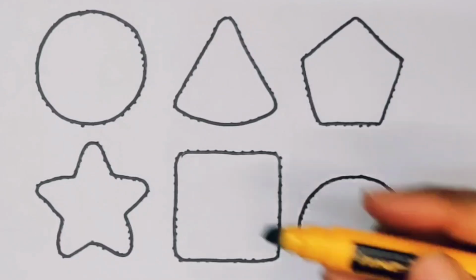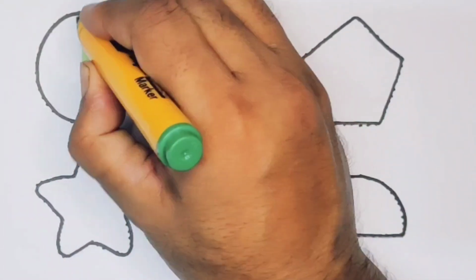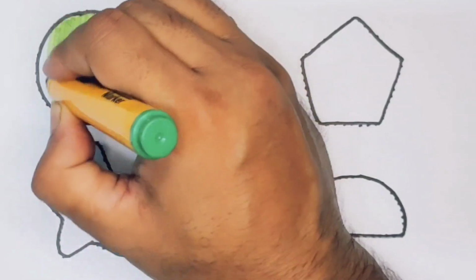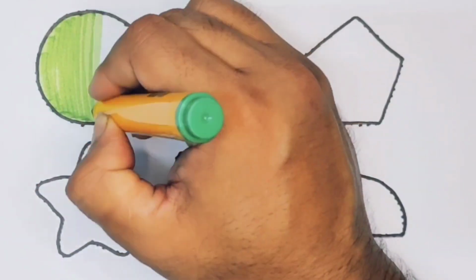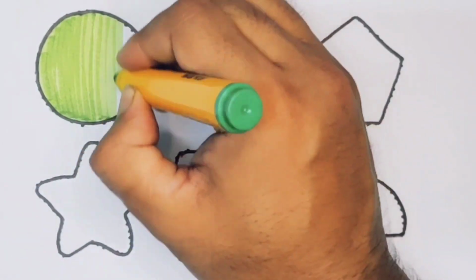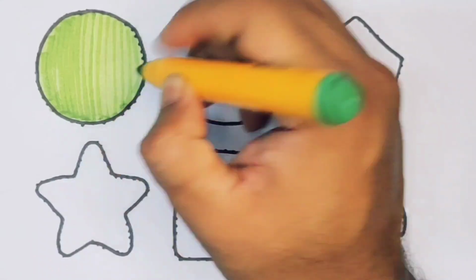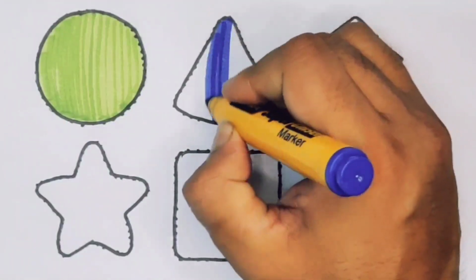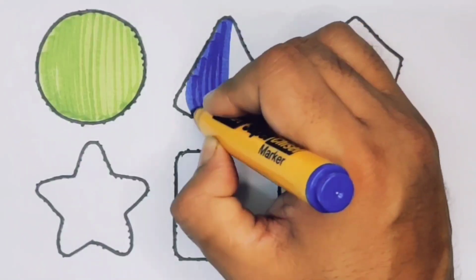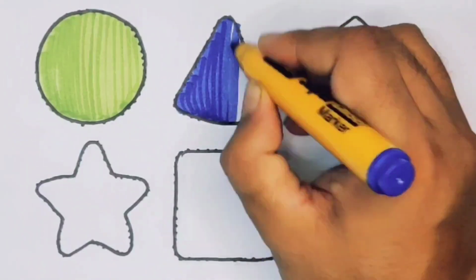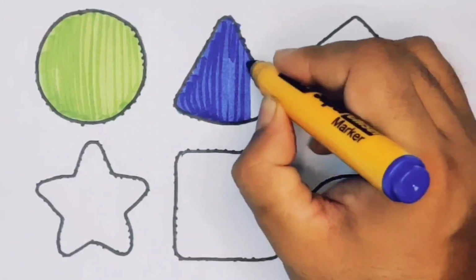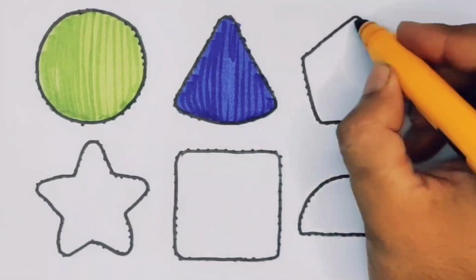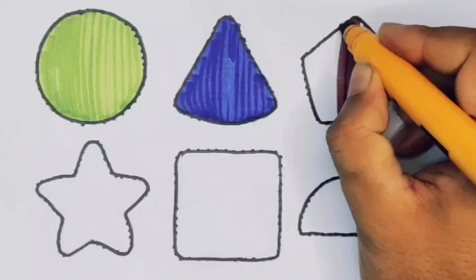Now we're going to put the color. Green color, circle, blue color, triangle, chocolate color, pentagon.